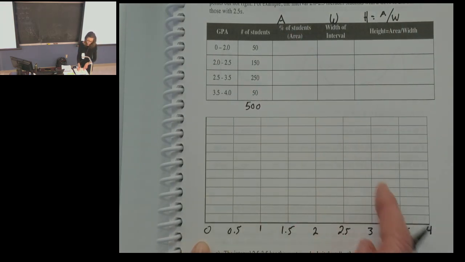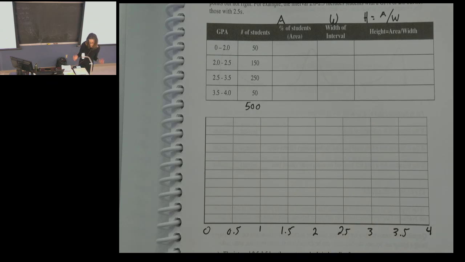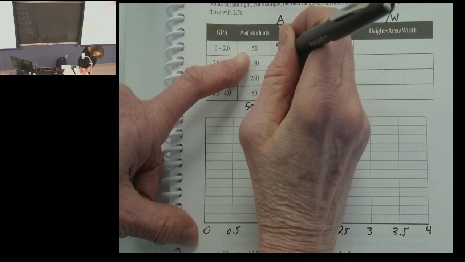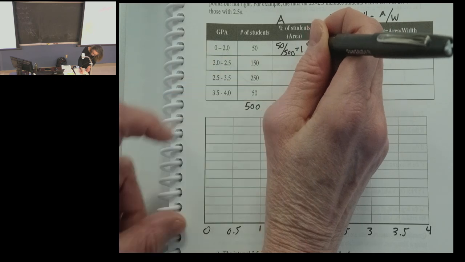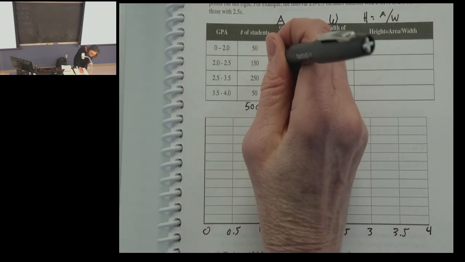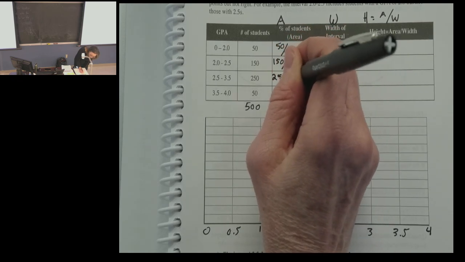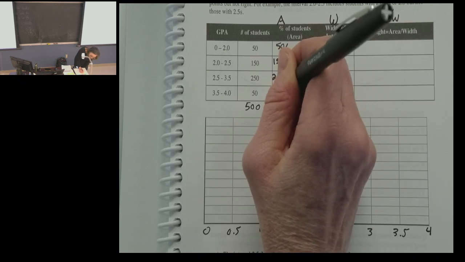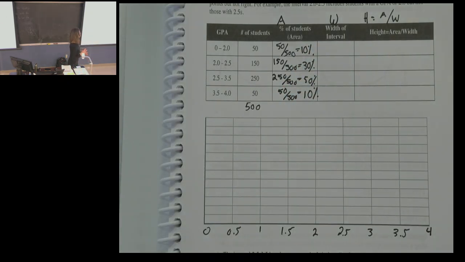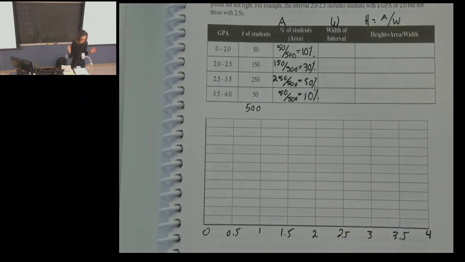So we know that the height is area divided by width. How can we get the area here? Area, remember, is the percent of the data within any interval. So 50 out of 500 is what percent? 50 divided by 500 means that 10% of the data is right there. Let's do them all. 150 out of 500 is 30%. 250 out of 500 is 50%. And 50 out of 500 is 10%. I better check myself because I don't want to make a mistake again. Does that add up? Yes. Good. It has to add to 100.